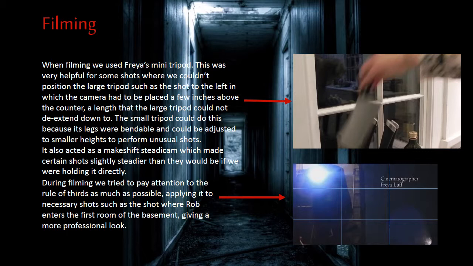It also acted as a makeshift Steadicam, which made certain shots slightly steadier than if we would have been holding it directly. During filming, we tried to pay attention to the rule of thirds as much as possible, applying it to the necessary shots, such as the shot where Rob enters the first room of the basement, giving it a more professional look.